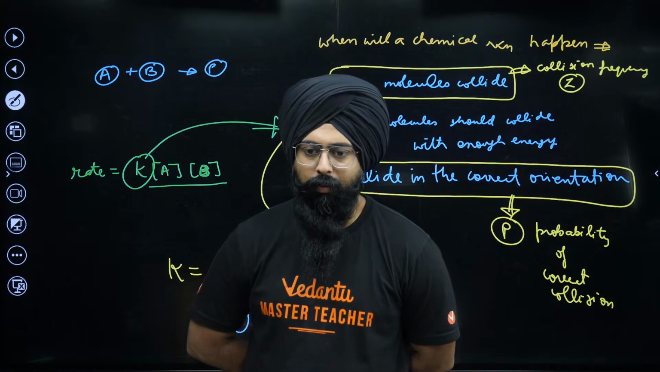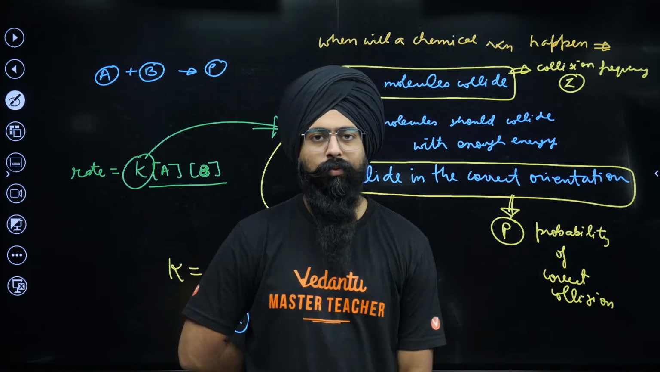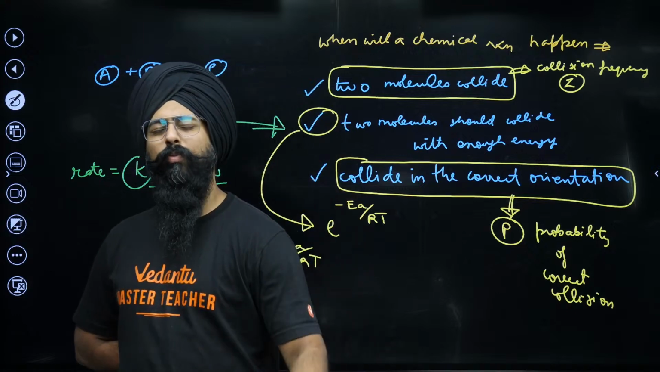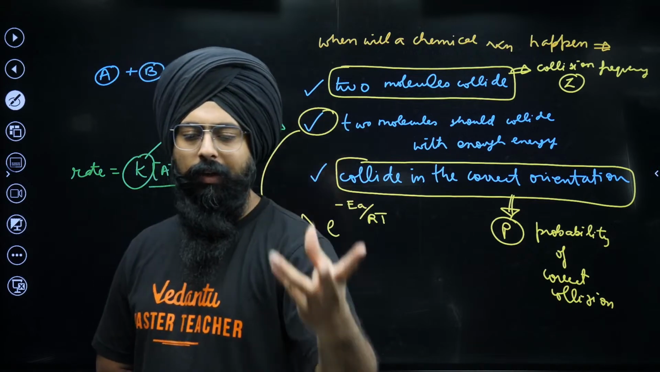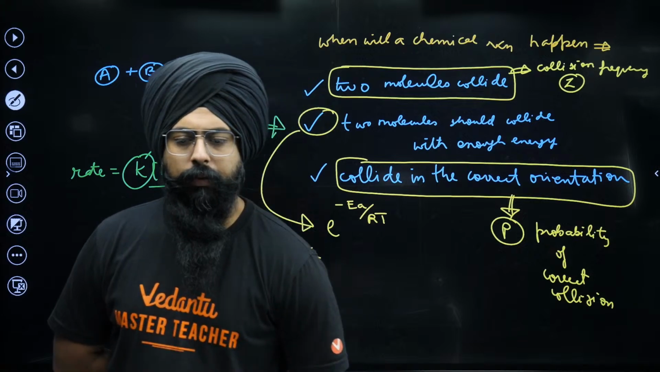Pranish is saying, why are we taking the probability factor? Because all the collisions are not useful for us, right? Only some collisions are useful. So the probability of useful collisions over all collisions will be a smaller value. Okay.